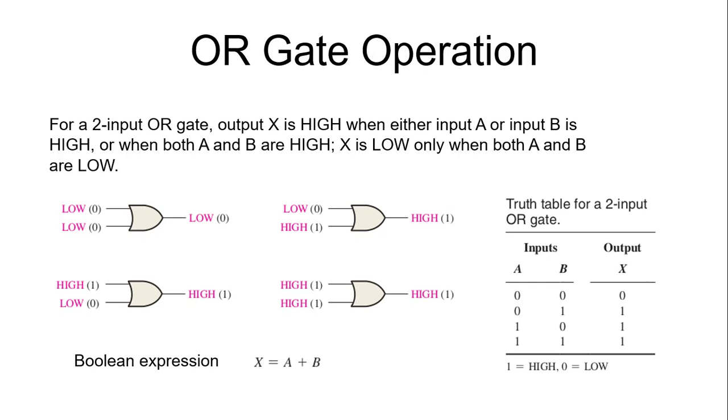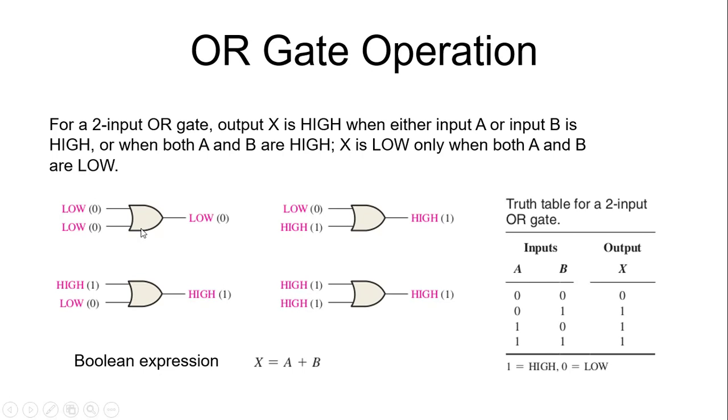The operation of an OR gate can be stated as follows: for a two input OR gate, output X is high when either input A or input B is high, or when both A and B are high. X is low only when both A and B are low. So again we have two inputs, so we have four possible combinations. These are the four cases for the four possible combinations of the inputs. Here, when both inputs are low, the output is low. When one input is low and the other is high, the output is high. When one input is high and the other is low, the output is high. When both the inputs are high, the output is high. So look, this is a different case.